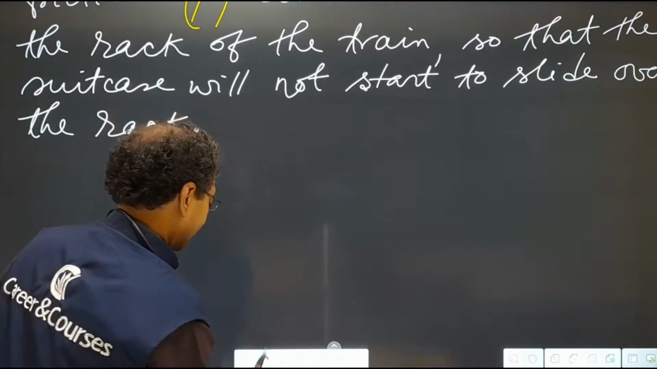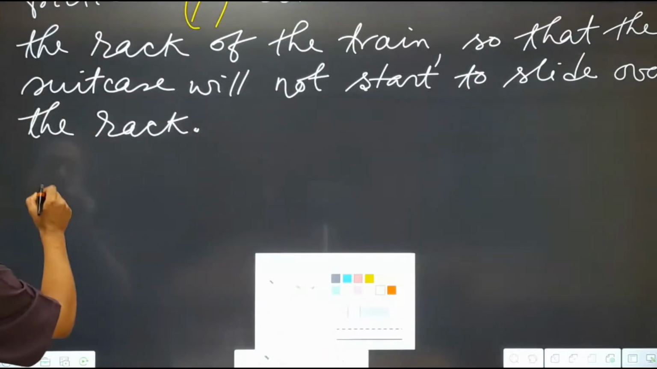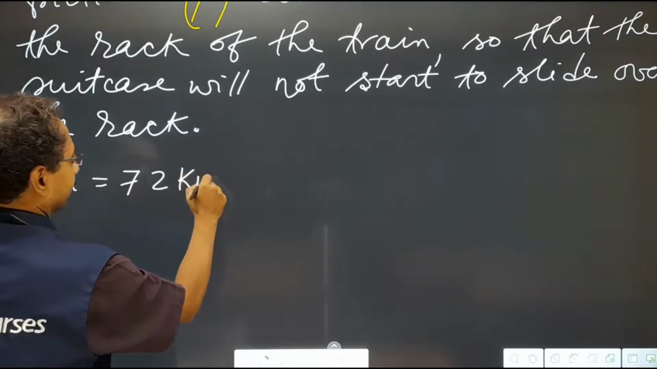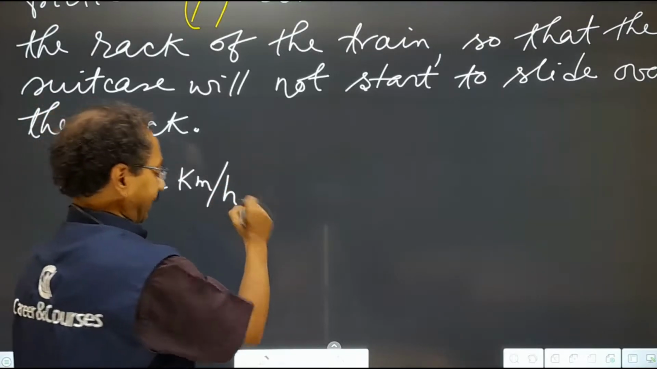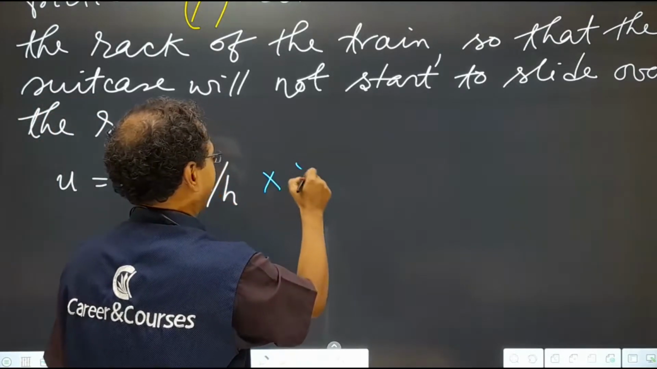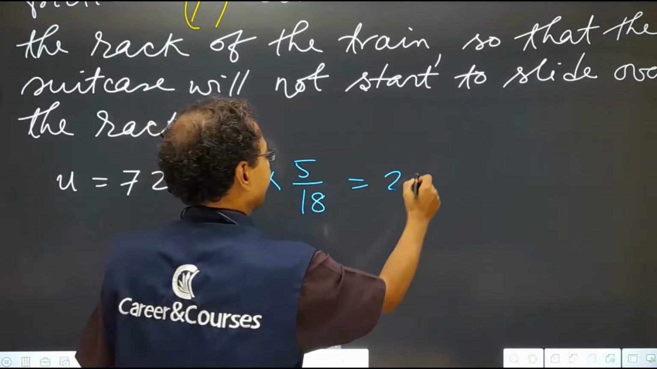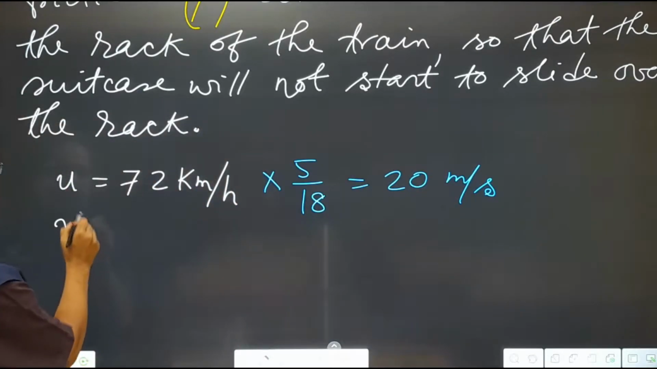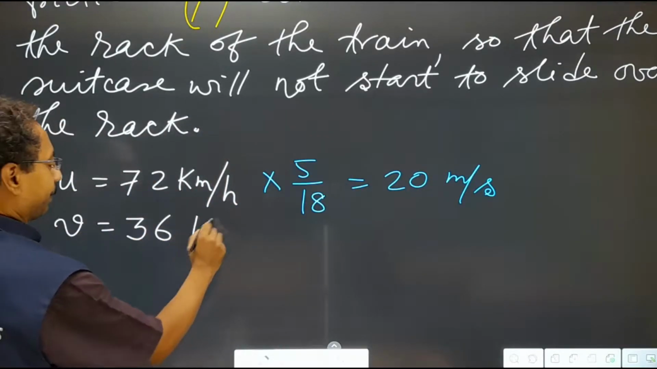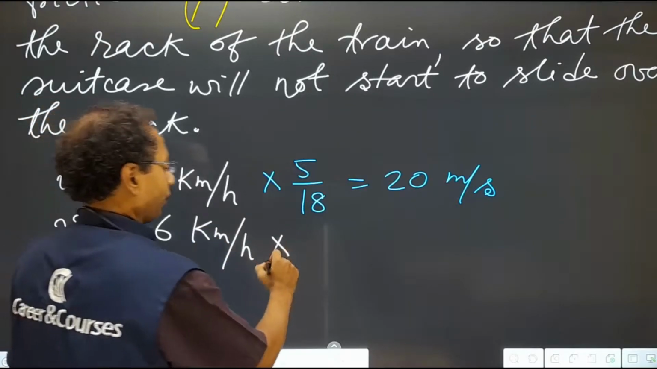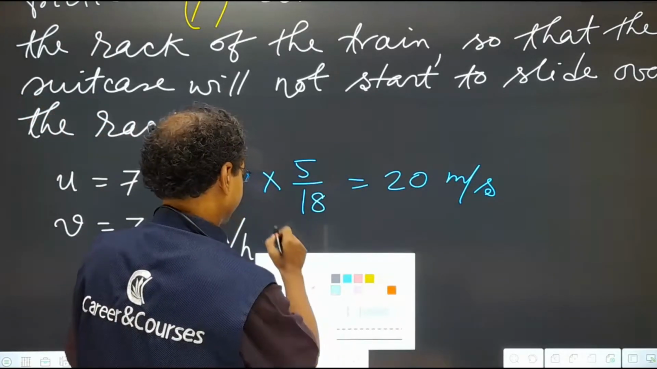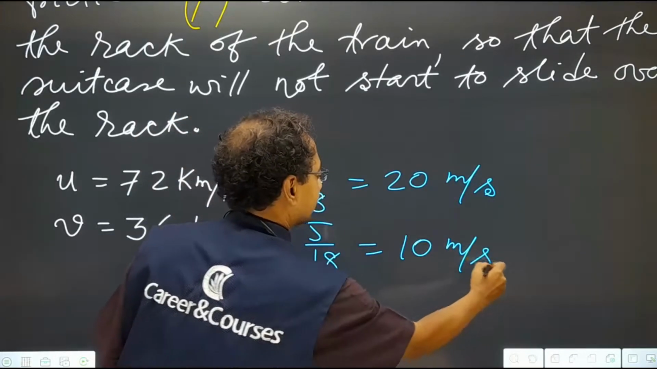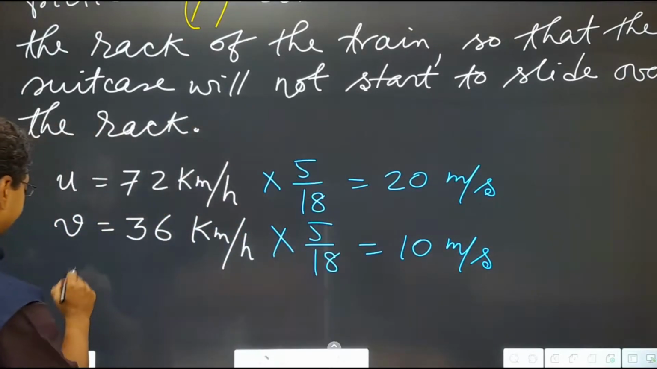So if we do it in a methodical way, let's do it. The initial velocity of the train was given as 72 km per hour. You can convert it into meter per second by multiplying by 5 by 18. So it comes to 20 meter per second. This was the initial velocity. The final velocity of the train was given as 36 km per hour. Converting it into meter per second, it comes to 10 meter per second. The value of time was given as 5 seconds.